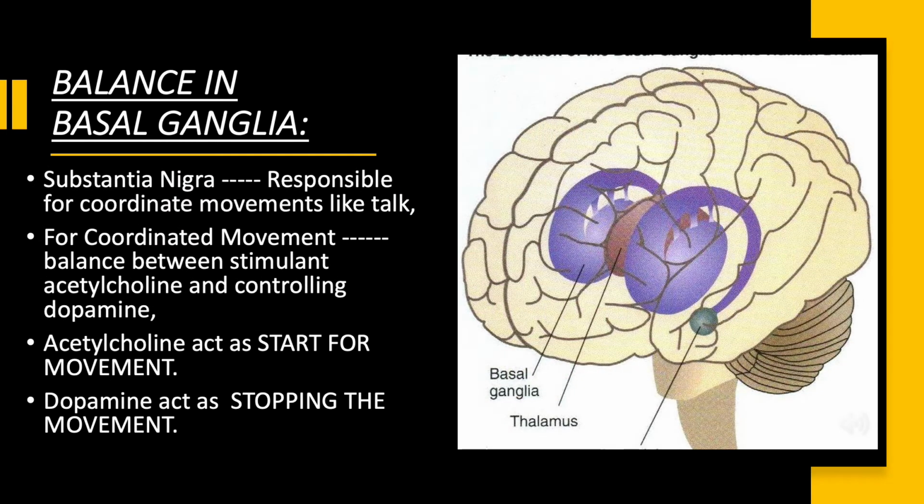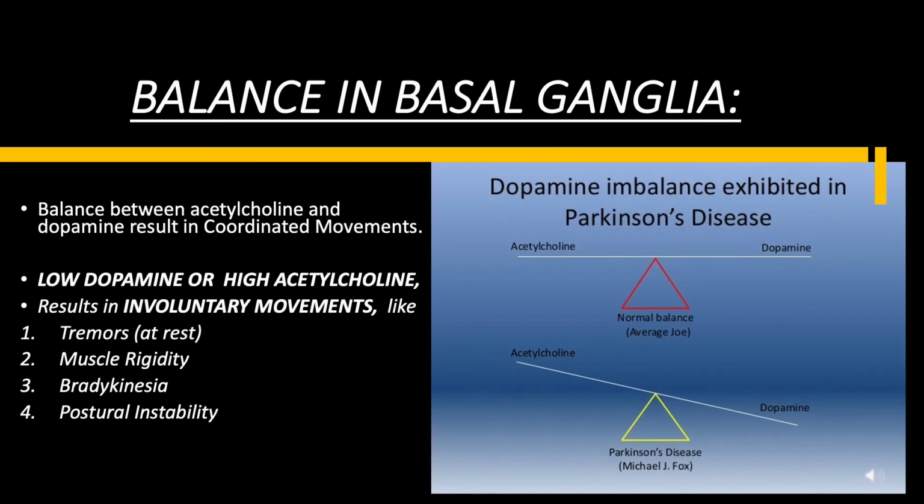Balance in the basal ganglia: the substantia nigra is responsible for coordinating movements like walking. For coordinated movement, there must be a balance between the stimulant acetylcholine and the controlling dopamine. Acetylcholine acts as the start for movement. Dopamine acts as stopping the movement. Balance between acetylcholine and dopamine results in coordinated movements.